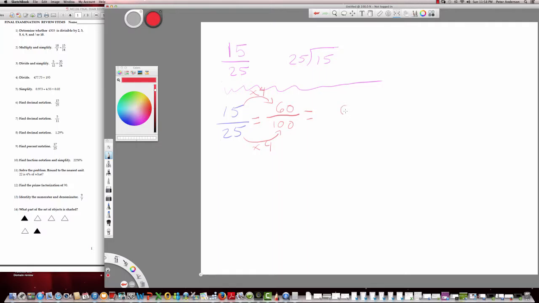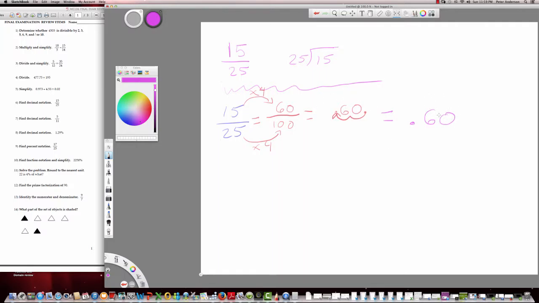Well, what is 60 over 100 in terms of a decimal? If it's over 100, normally decimal places over here, you just jump back 2 and you place it there. So this is actually nothing more than 0.60.